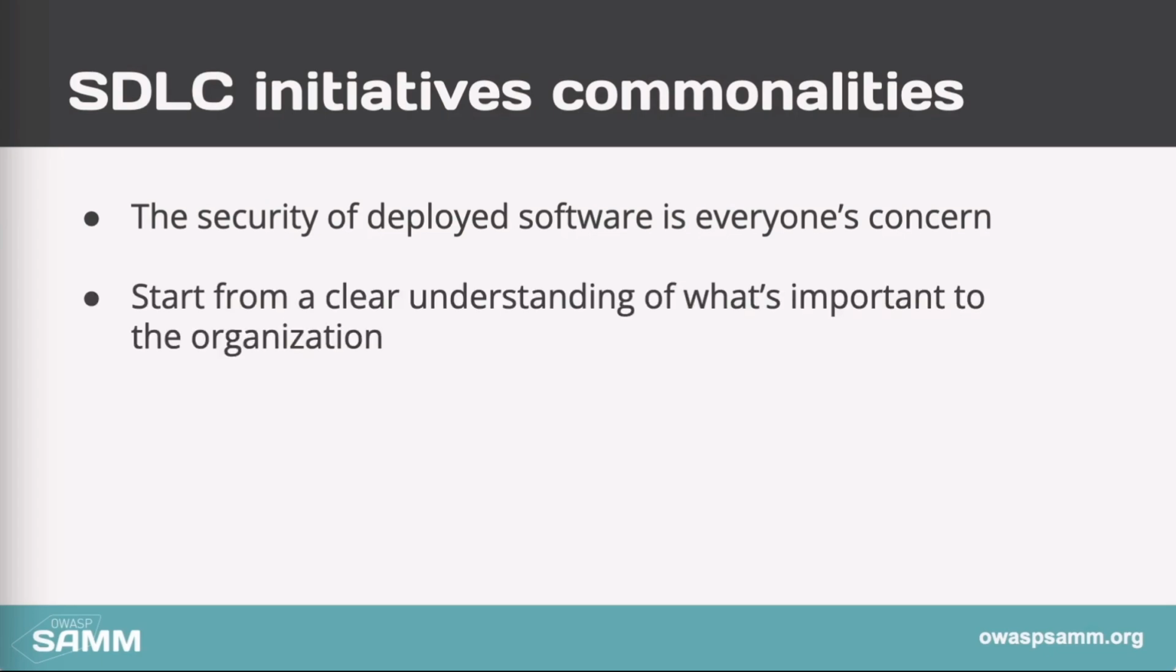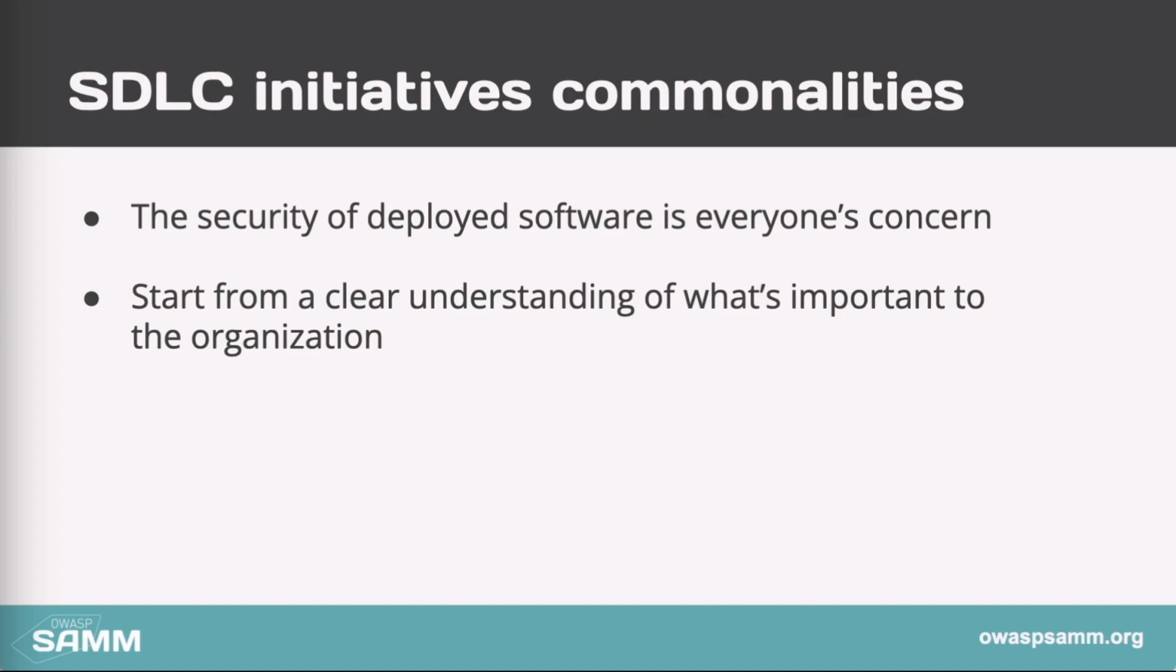The second commonality is that there is a clear understanding of what is important to the organization. Risk. This is often lacking in reality. Policies and practices are put in place because someone said, oh, we should be doing this. But then when the question is asked, well, what's the executive's risk appetite? What are the core security concerns coming from the executives and the board? Very often the answer is, well, we don't know. We haven't really talked about it to them. And then the question is, if you don't know, how do you know you're doing the right things?